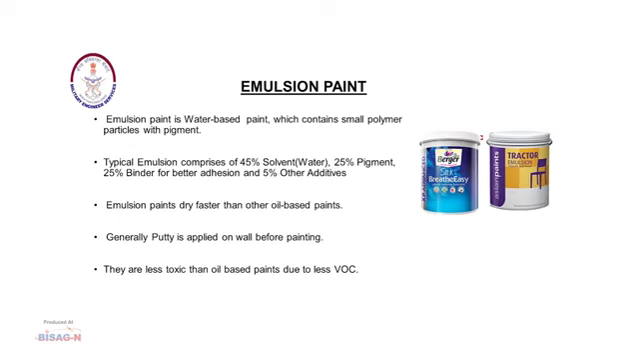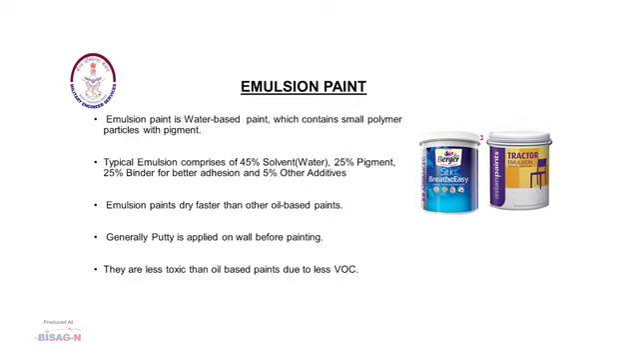Emulsion paint. Emulsion paint is water-based paint which contains small polymer particles with pigment. Typical emulsion comprises of 45% solvent, that is water, 25% pigment, 25% binder for better adhesion and 5% other additives like biocides in the emulsion paint which control growth of algae and fungi. Emulsion paints dry faster than other oil-based paints. Generally, putty is applied on wall before painting.